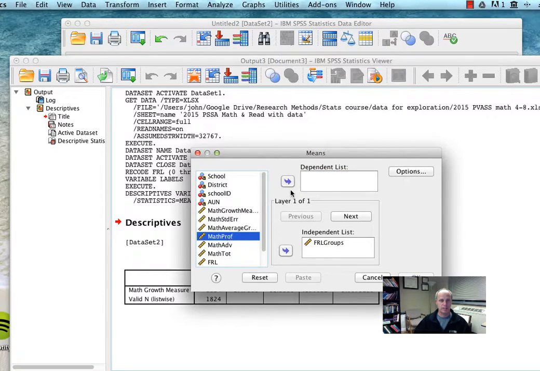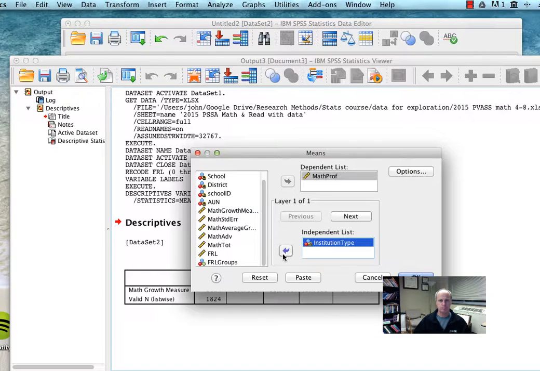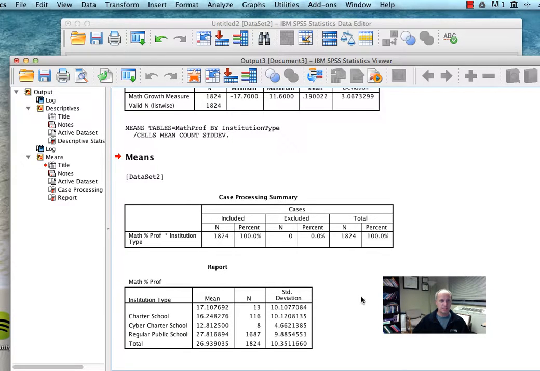Dependent variables are your output variables, your measures. So math proficiency makes sense there. And I really want to compare institutional type. What do you think? Charter schools, cyber charters doing better than public schools? All right. Charter schools, average proficiency 16, cyber 12, regular public 27. Maybe cybers aren't the panacea.